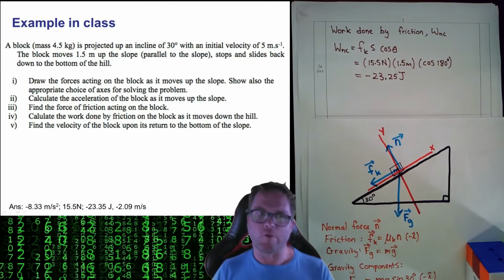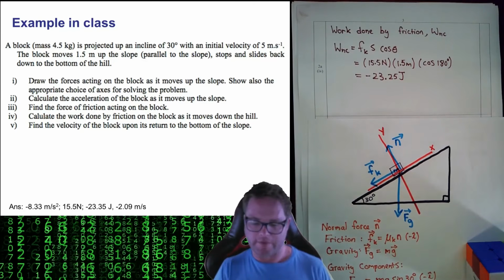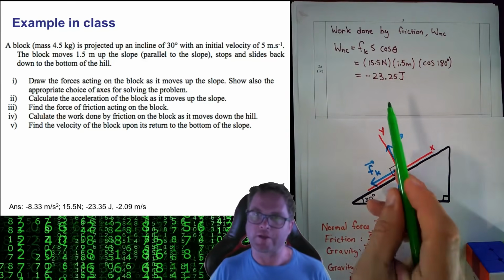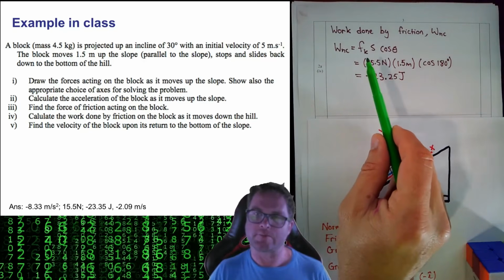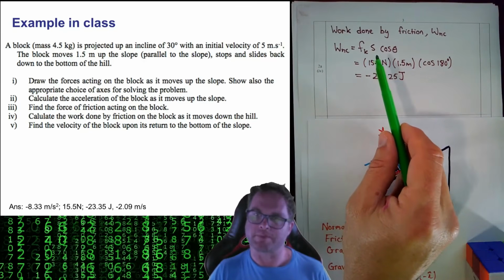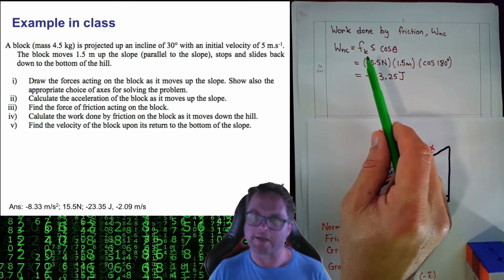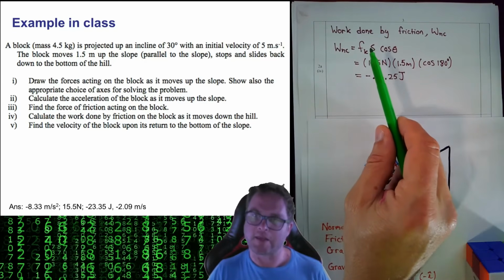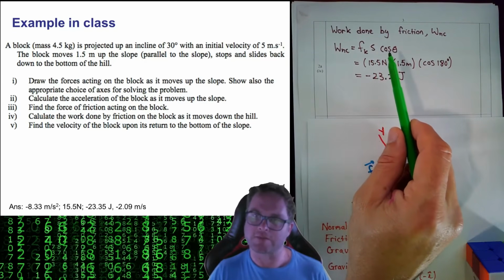For number 4, we are asked to calculate the work done by friction on the block as it moves back down the hill. So in this case, we're going to make use of our definition of work, and of course our definition of work is the dot product between force and displacement. So it's the force of kinetic friction in this case, the displacement distance, and cos of theta.